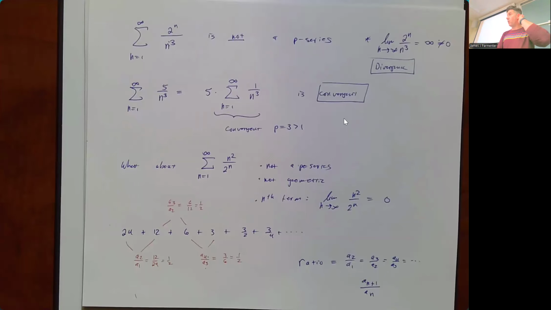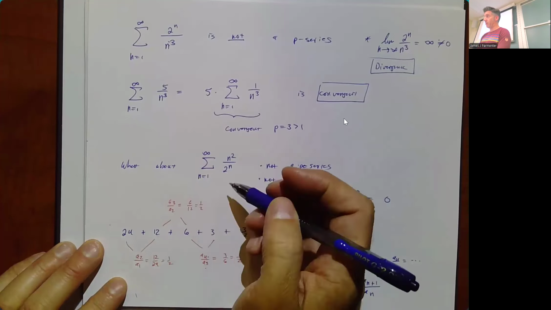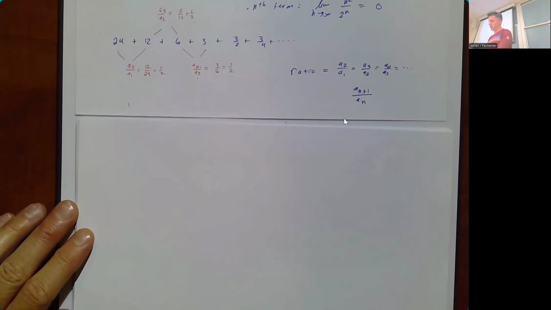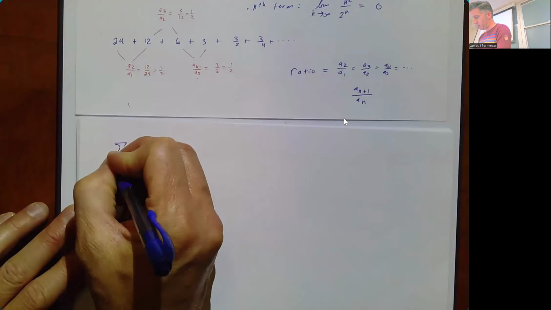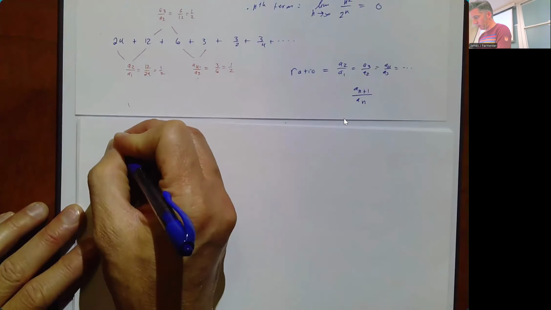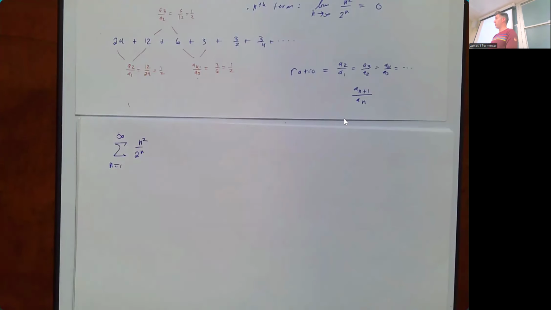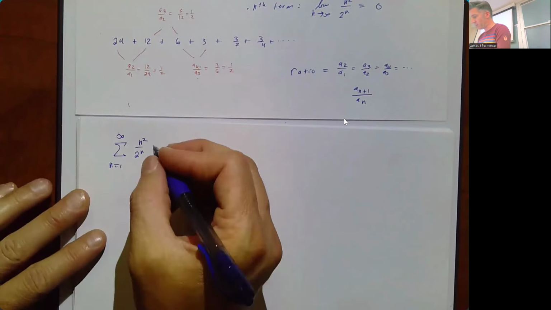Cool. All right. So let's look at this other series that I was talking about, and we're going to look at the same idea. For this series, the sum from n equals 1 to infinity of n squared over 2 to the n, it's not geometric, but we're going to observe it to be similar to a geometric series anyway. So let's write out some terms.